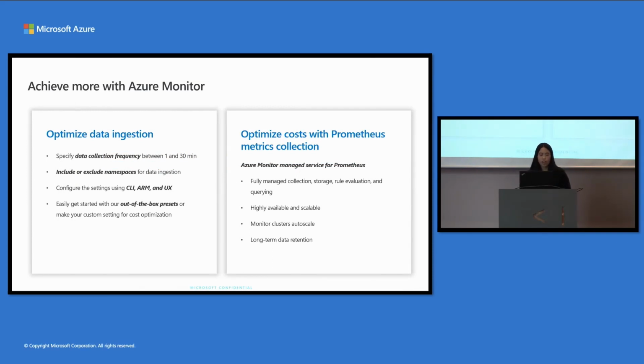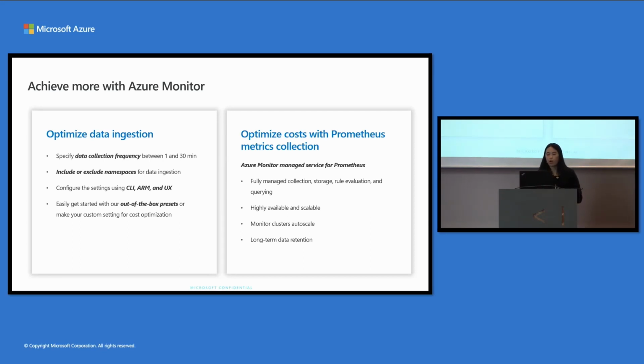Okay, so Azure Monitor. In addition to cost visibility, monitoring utilization can also help Contoso preemptively identify high spend areas and areas they need to look into deeper. You can use Azure Monitor to optimize data ingestion by specifying data collection frequencies. You can limit ingestion to specific namespaces of interest or concern.